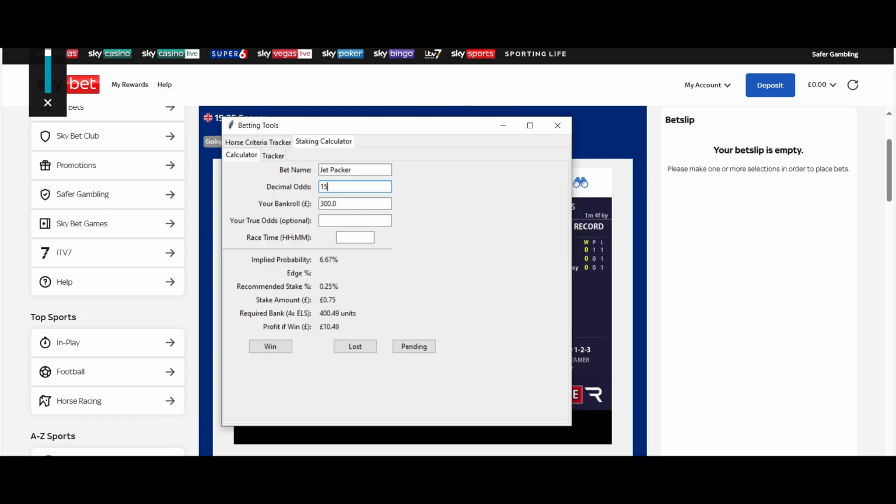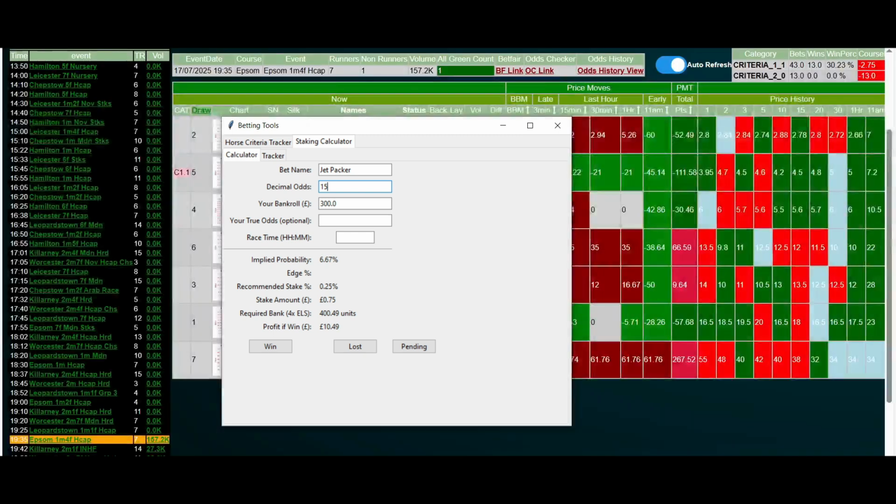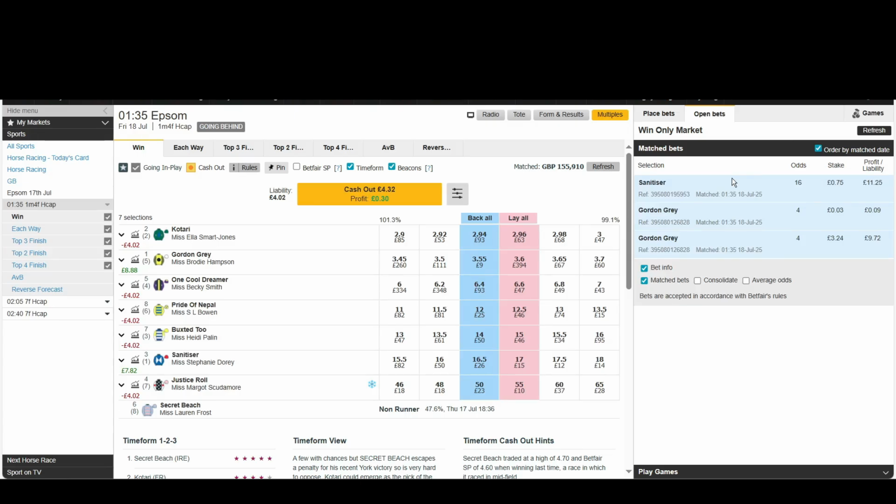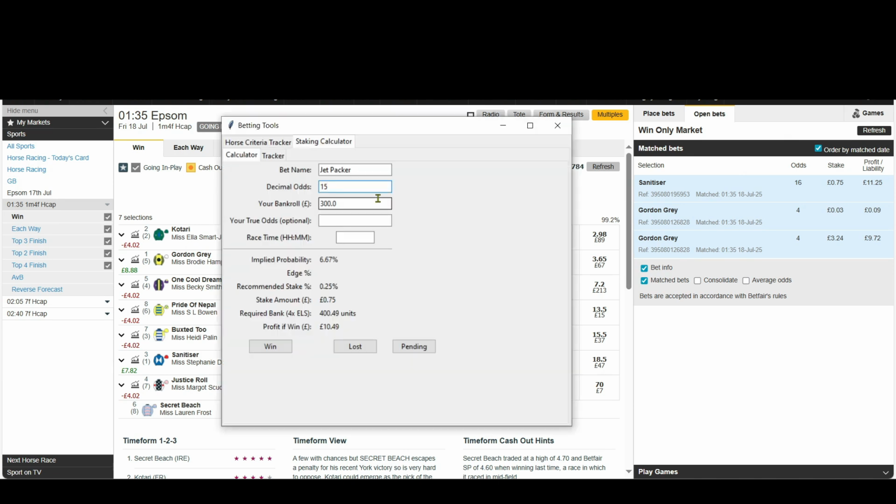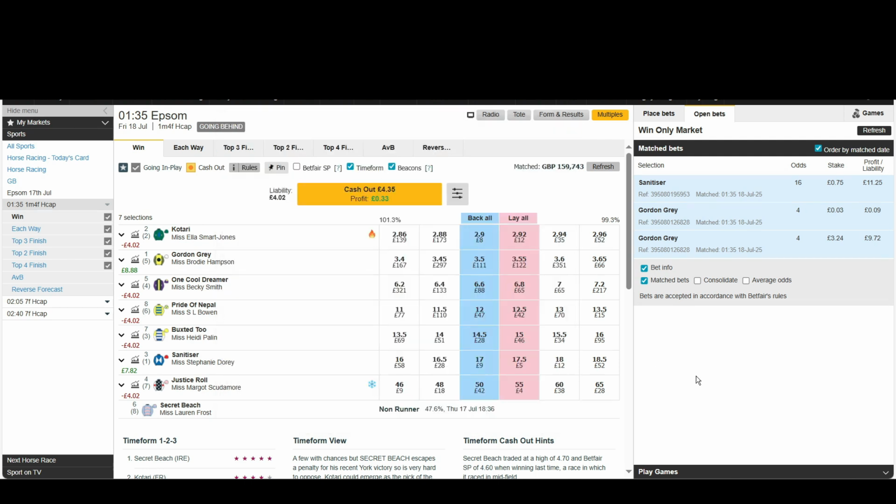Just while we're waiting, we can fill in the bets. Sanitizer at 16. Well, it's gone to 16 now. I think we backed him at 15, so we'll put 15 in. He's drifted a bit, and we stick that in the pending column. And we've just got Gordon Gray at 4s, now into 3.5, so we've got some value there.